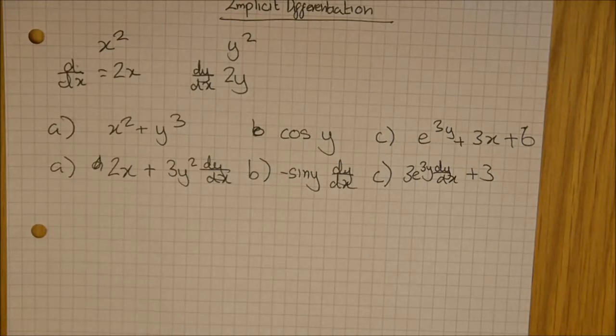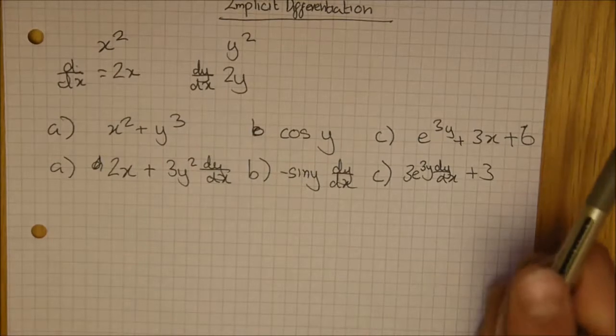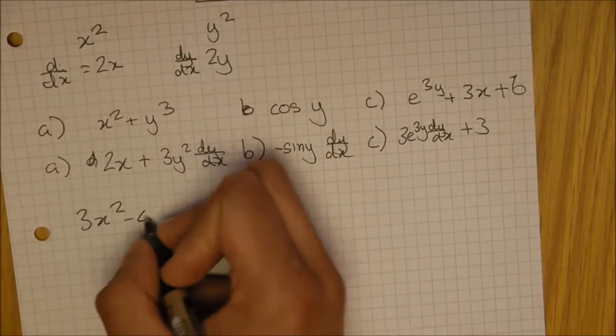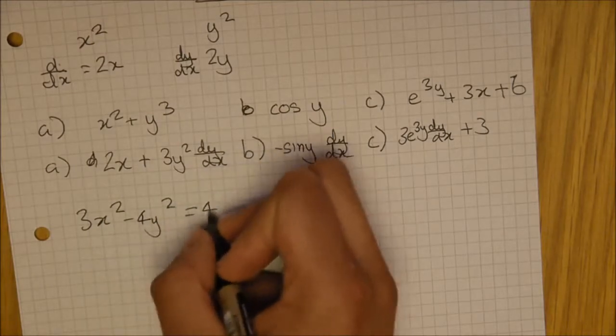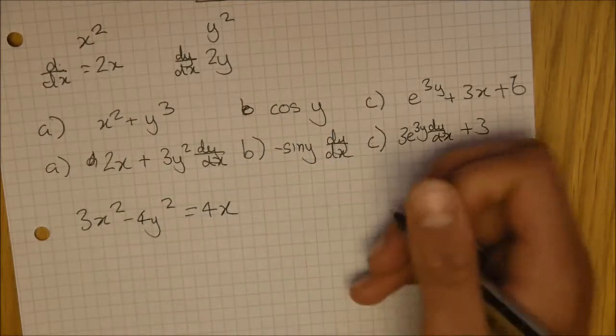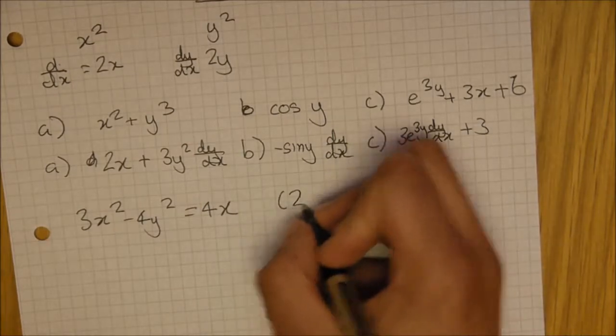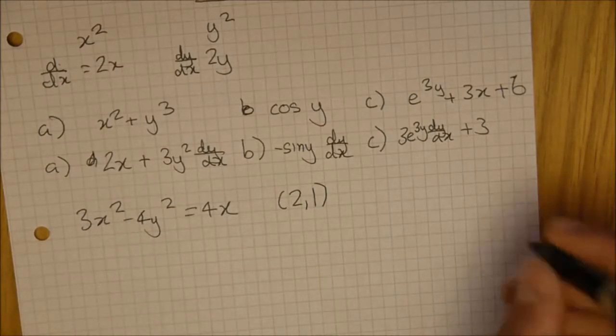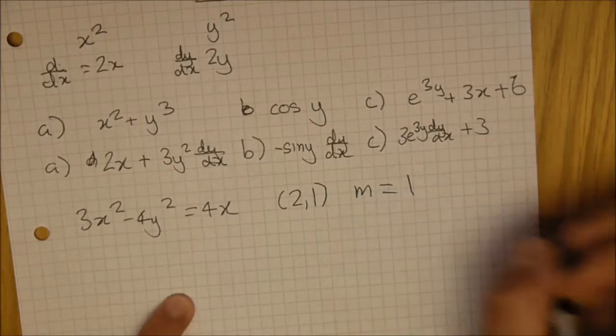Excellent. Now then, we can continue on to something that's slightly more interesting. So, what we're going to do is take a slightly different question, and then go through it using the skills that we've gained in implicit differentiation. Now, I'm going to take the question 3x squared minus 4y squared equals 4x, and we are given the point (2, 1). And it says when the equation is at this point, prove that m equals 1, and that's exactly what we're going to do.